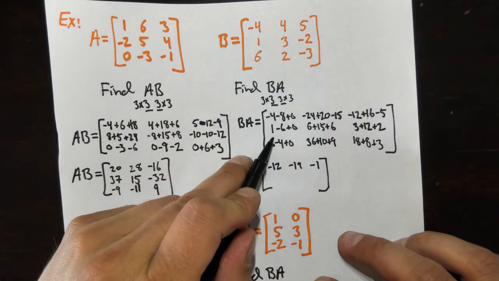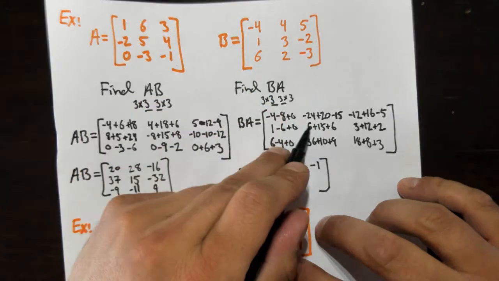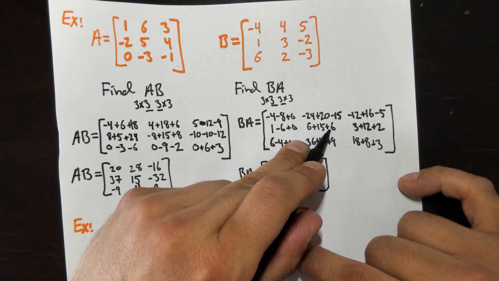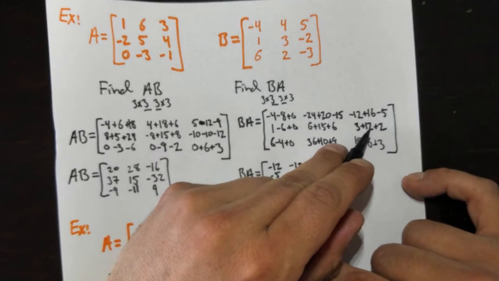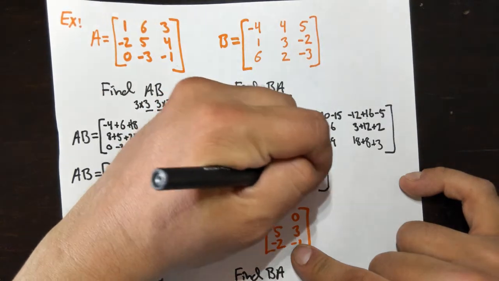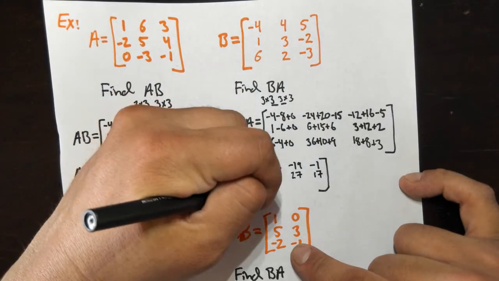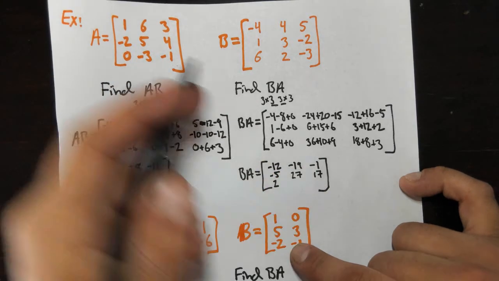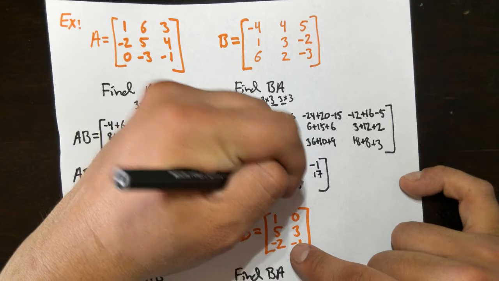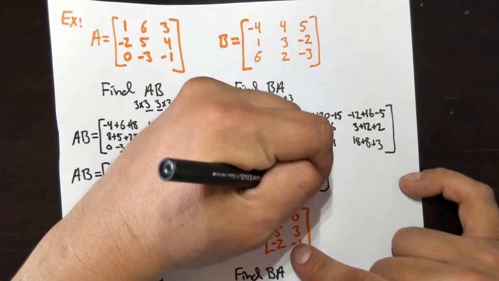1 minus 6 plus 0 is -5. 6 plus 15 plus 6 is going to be 27. 3 plus 12 is 15, plus 2 is 17. 6 minus 4 is 2, plus 0 is 2. 36 plus 10 plus 19 is 55. And 18 plus 8 is 26, plus 3 is 29.